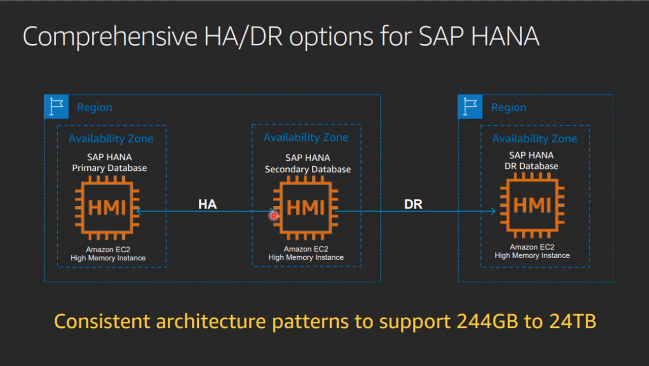Similarly, depending upon your DR strategy and RPO and RTO, you can have the application tier up and running, or you can shut down the application tier to save cost if you're okay with a higher RPO and RTO. The key point here is that the architecture is consistent, whether we talk about a smaller HANA DB instance with 244 GB of memory, or a huge HANA DB instance with up to 24 terabytes of memory. The architecture will remain consistent. You are not making any major changes in the architecture.